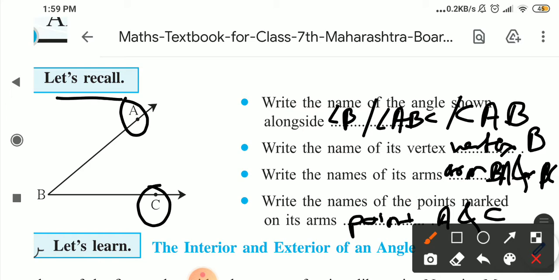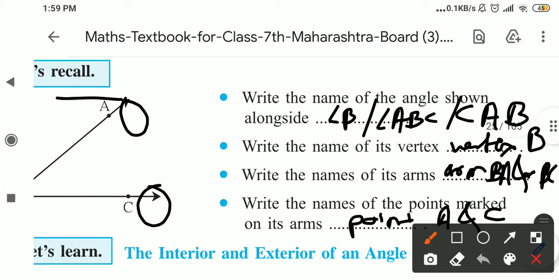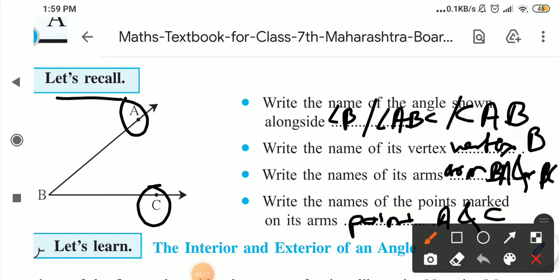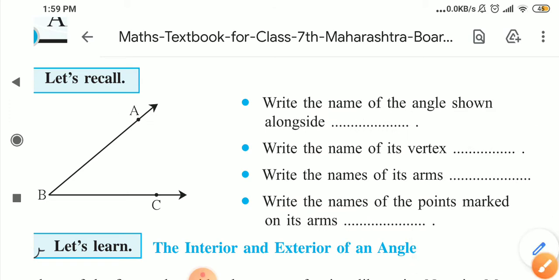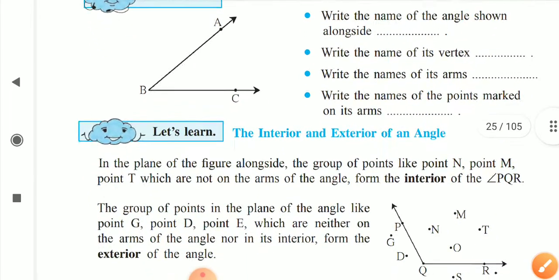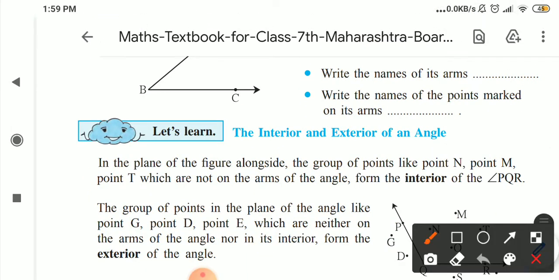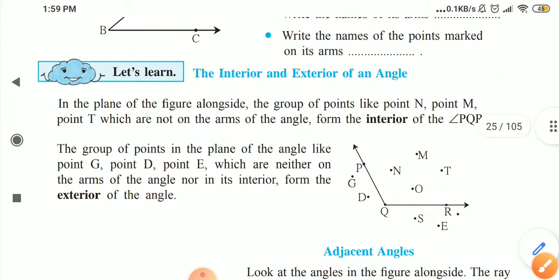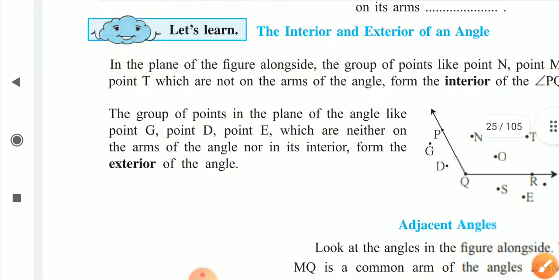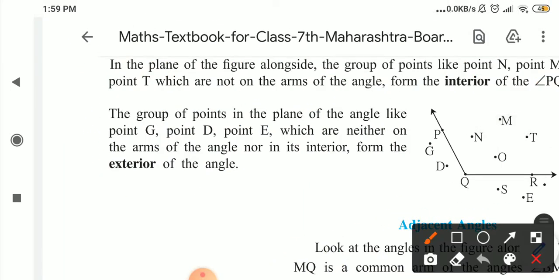So these are the recall questions. As you know, in maths we use previous knowledge, and using that previous knowledge we study the next part. Let's learn the first point: the interior and exterior of an angle. You know these two terms whenever we visit any place. If you go to DMart or a market, there are two parts there.